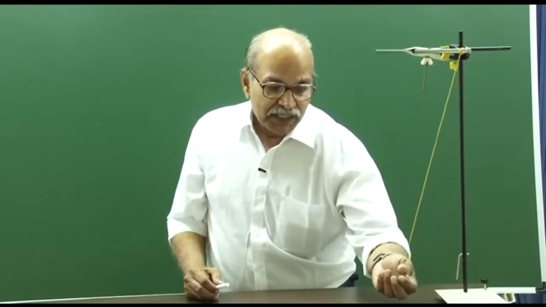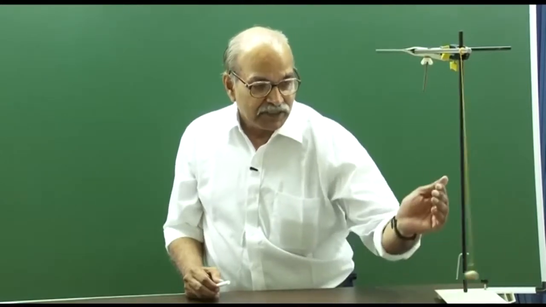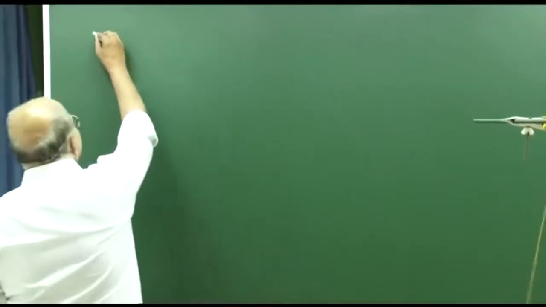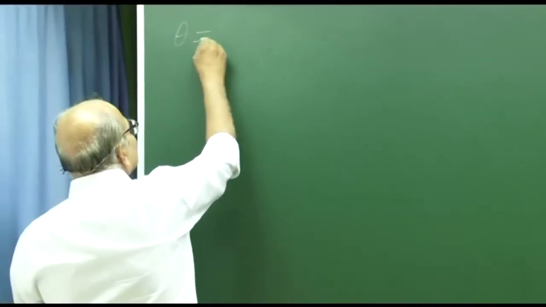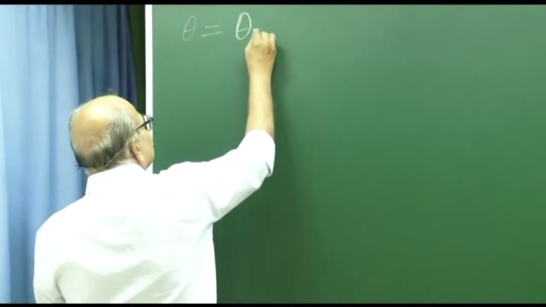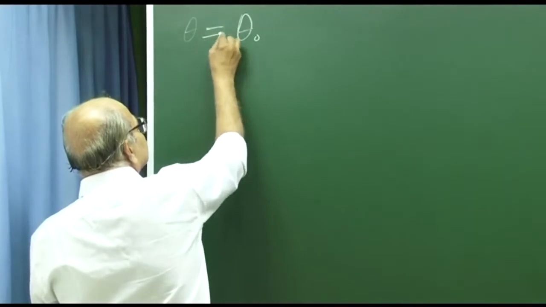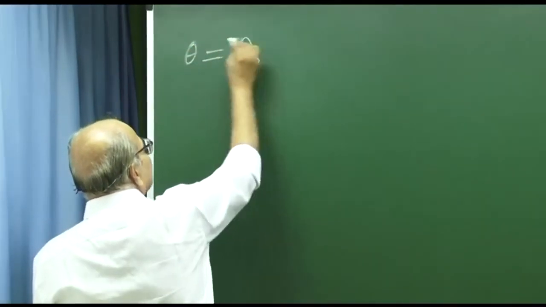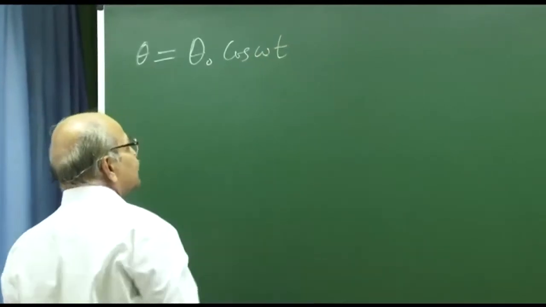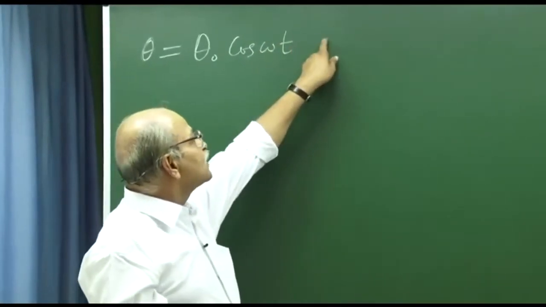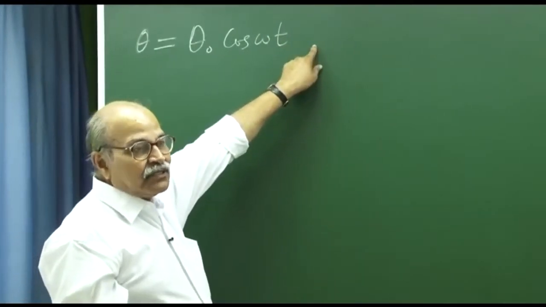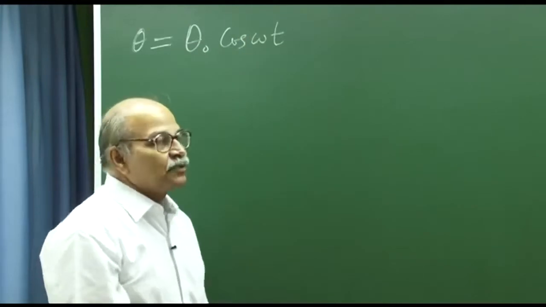If you write the equation for displacement, let us write for theta, theta equal to theta naught, which is the amplitude, and let us say cos omega t. You can write sin omega t, or you can write cos of omega t plus some angle phi which is constant, does not depend on time, and so on. So, this kind of equation you write.